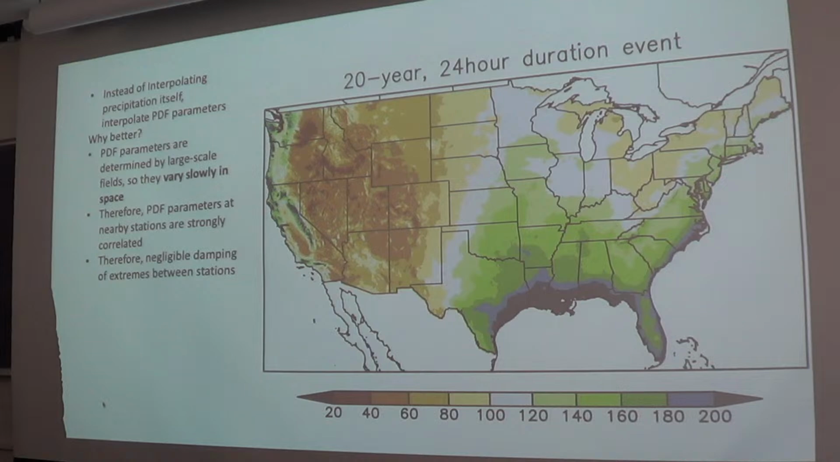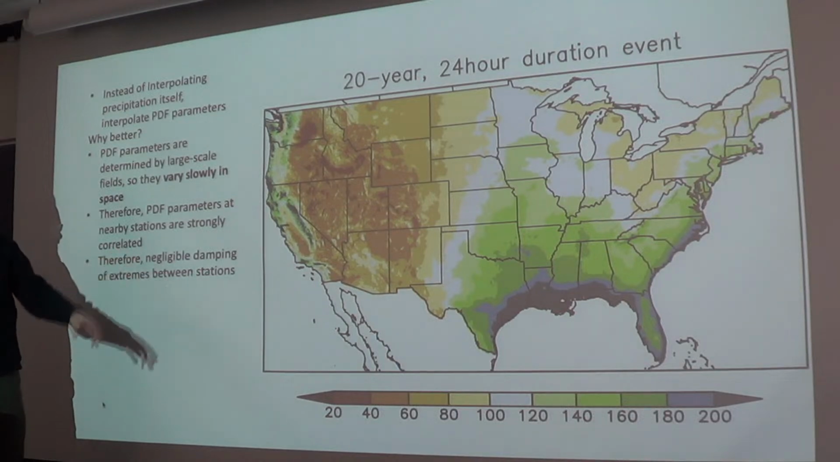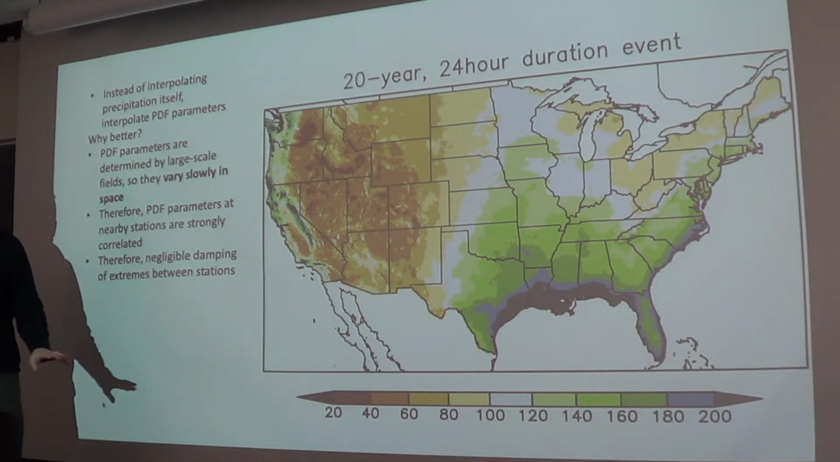Sorry, I'm a bit confused. Just to be sure I understood right. So what you're doing there is, instead of fitting the precipitation on the spatial scale, you fit the coefficients of the predictor that go into the PDF. Yeah, so we have the coefficients of the PDF at each grid point. And they're slowly varying, so it's so negligible that you can't really tell any damping of extremes away from grid points.